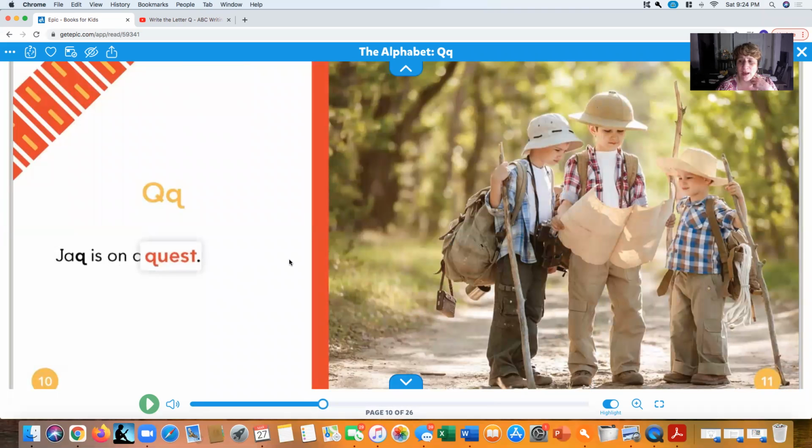Jack is on a quest. He's on an adventure. He's looking for something.